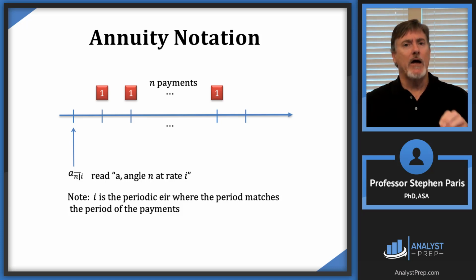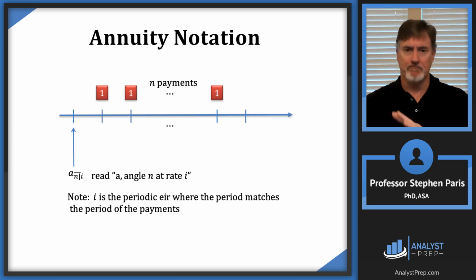The i, throughout the rest of this video, is going to represent the periodic effective interest rate where the period matches the period of the payment. So if you have annual payments, that i down there is going to be an annual effective interest rate. Always, through the rest of the video, that's what the i is going to represent here.